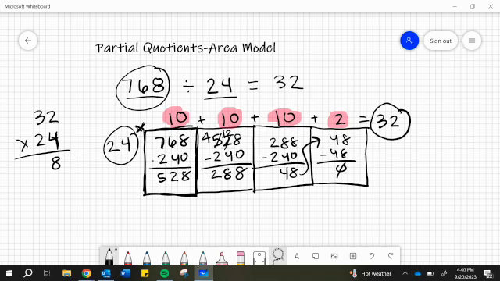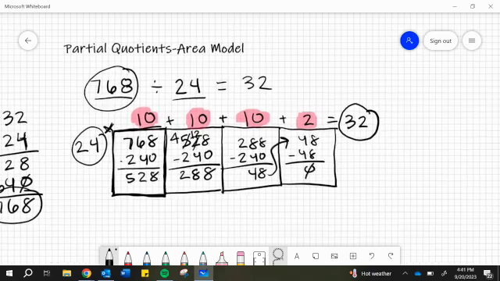That gives me 8. 4 times 3 is 12. Add my placeholder. 2 times 2 is 4. 3 times 2 is 6. I add 8. 4 plus 2 is 6. And 6 plus 1 is 7. 768. And that is correct. Okay, so that is my first step in partial quotients.